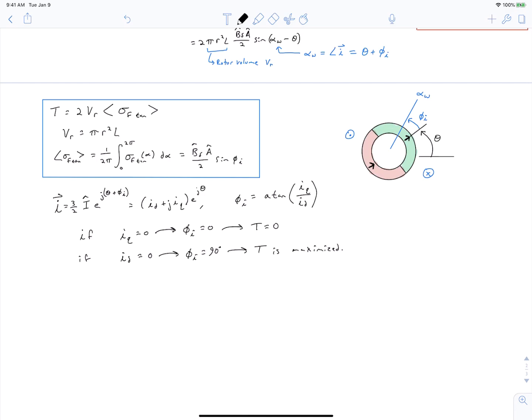We see that IQ produces torque, ID does not produce torque, and we can maximize our torque per ampere by controlling currents only based on IQ, by only controlling the Q-axis component and setting the D-axis component to 0.